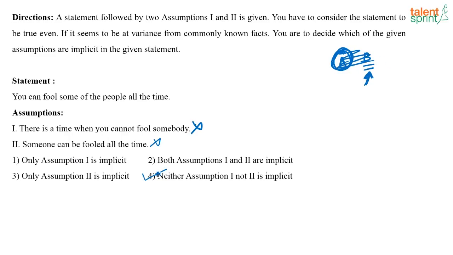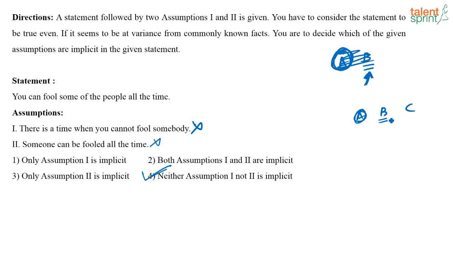So the correct answer is option 4, neither assumption 1 nor assumption 2. This someone can be anybody, no? See, you can fool some people all the time means if I have so many people, there are, let us say, a few people whom I can fool all the time. Here I have taken A, I can fool all the time. Now, here they are saying someone can be fooled all the time. If that someone is B, I cannot fool B, no?